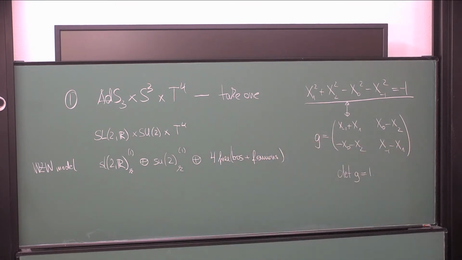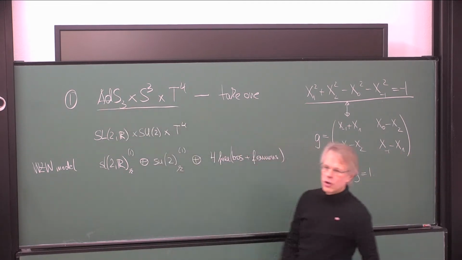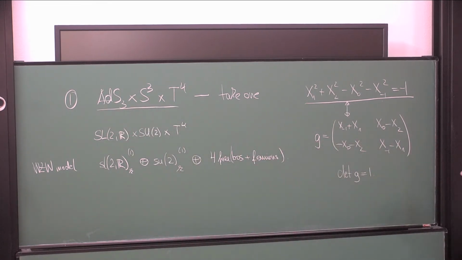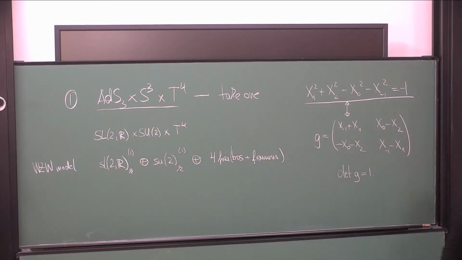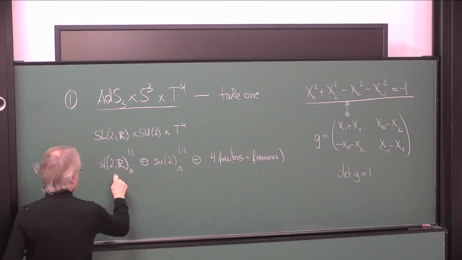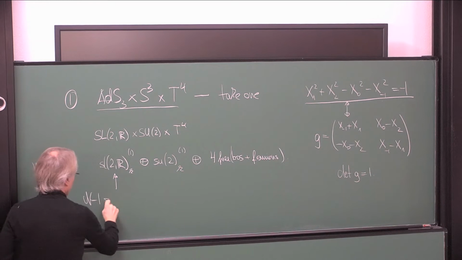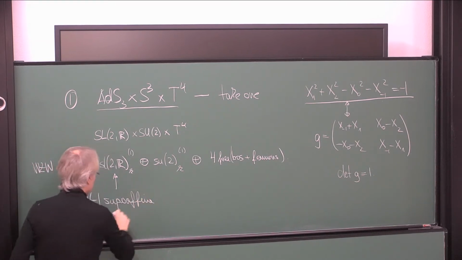So that'll be the Wess-Zumino-Witten model that you would think should describe this background geometry. Now, I've put these funny ones up here. The ones up here are meant to indicate that these are N=1 superconformal algebras, or super affine algebras, I should say.